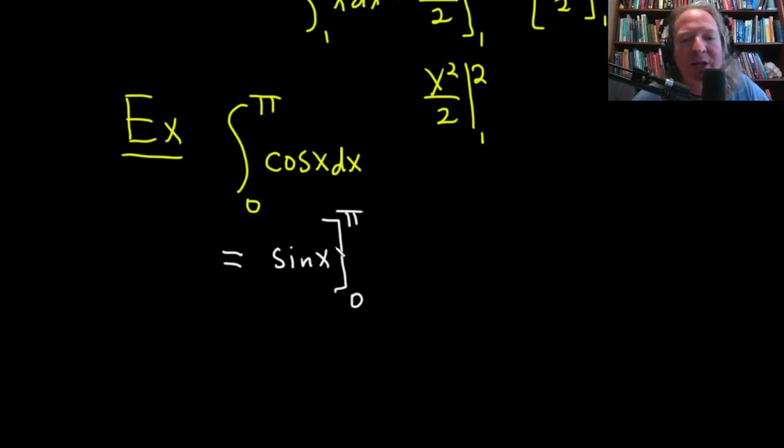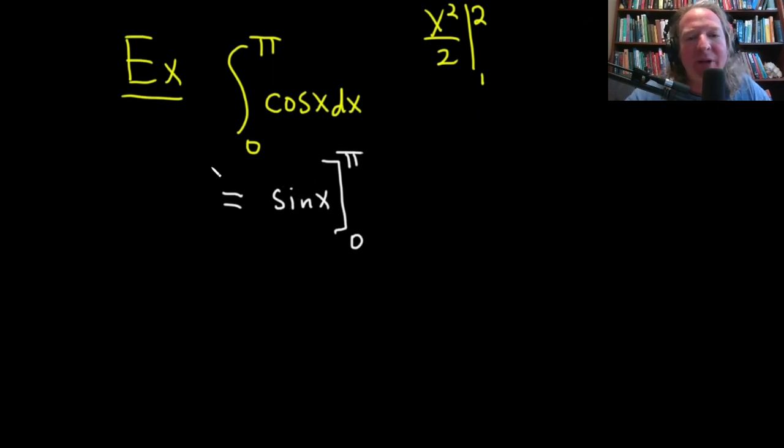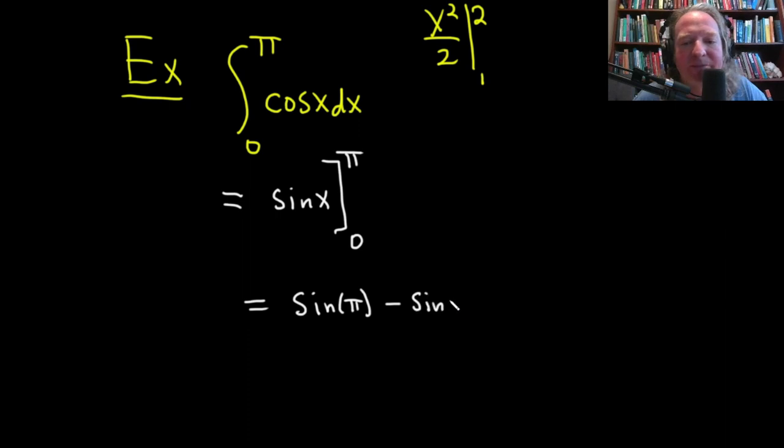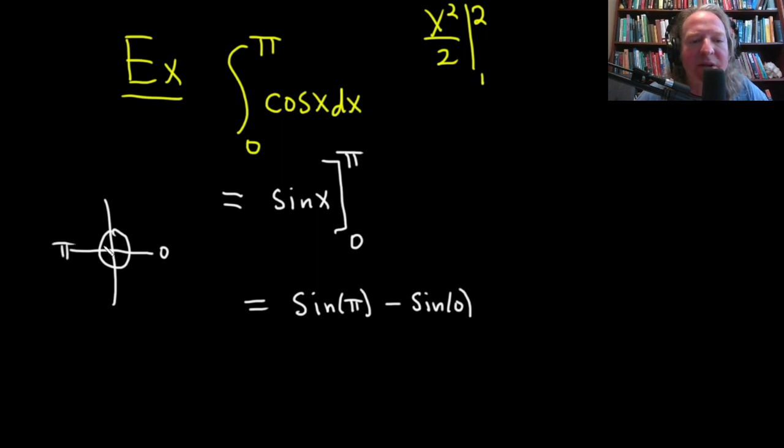And this notation means that you first plug in the pi, and then you subtract, and then you plug in the 0. So you plug in pi, so you get the sine of pi, minus, and then here you get the sine of 0. On the unit circle, sine is the y-coordinate, right? So here's the unit circle. This is 0, this is pi, and you see that sine is the y-coordinate on the unit circle. So at 0, it's 0, at pi, it's 0, so you get 0 minus 0, so you get 0.